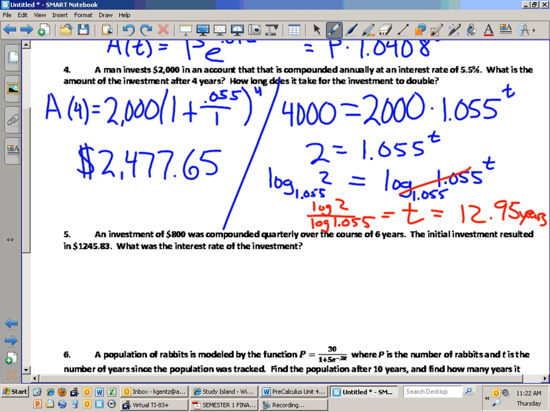12.95 years is how long it's going to take for your investment to double. Then you can take it back out. Now, it really hasn't truly doubled because if you account for inflation, $4,000 12 years later is not worth what it was 12 years ago.